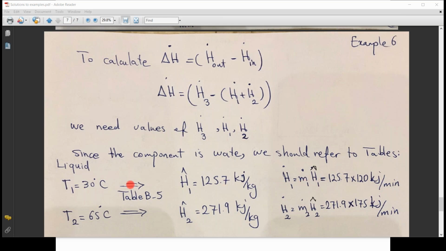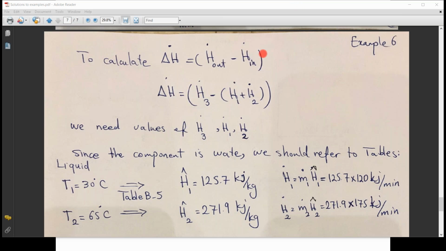But the only thing you have to consider, for each stream, you have to consider that mass rate. Okay, for first stream, mass rate is 120, and the other one is 175. So these two are the values. And the multiplication of these two values are the kilojoule per minute of enthalpy. So now we have to go to H3.